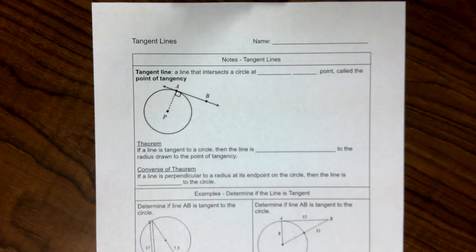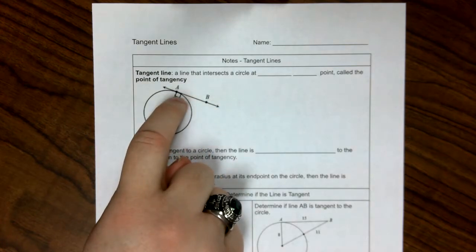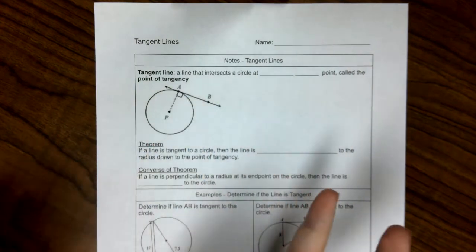So tangent lines are something completely different from the tangent in sine, cosine, and tangent. So just keep them separate in your mind. What we're going to look at is when a line or a segment touches the circle on the outside. Okay, that's basically what we're talking about.